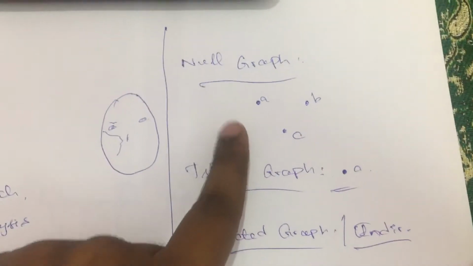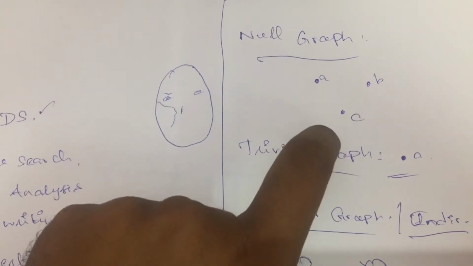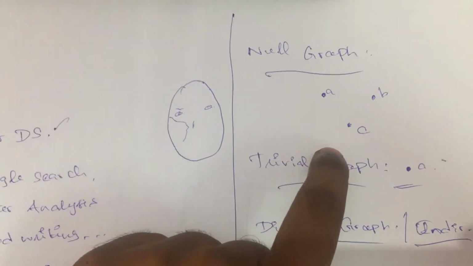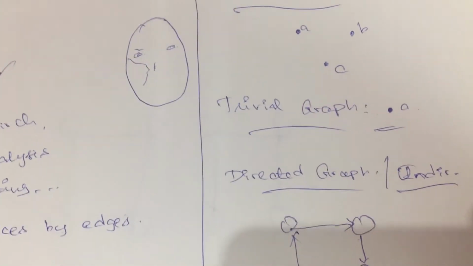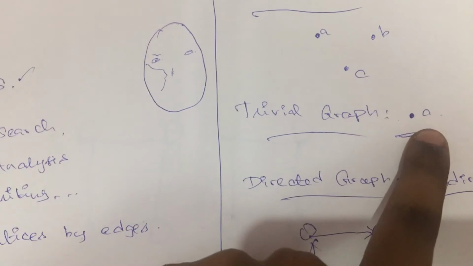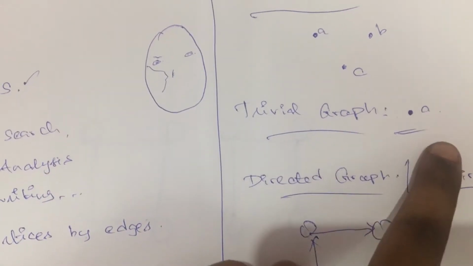So the first type which we have seen here is a null graph. A null graph is nothing but we'll have n number of vertices, but those vertices will not be connected with any edges, right? So when it comes to a trivial graph, we'll be having only one particular vertex, so that is exactly called a trivial graph, and also there should not be any self loop.